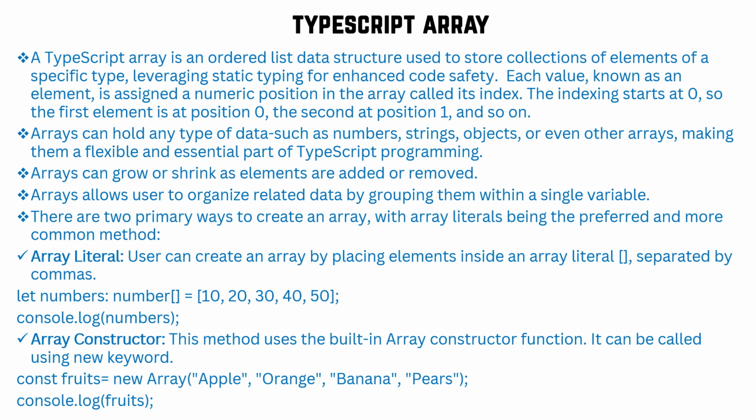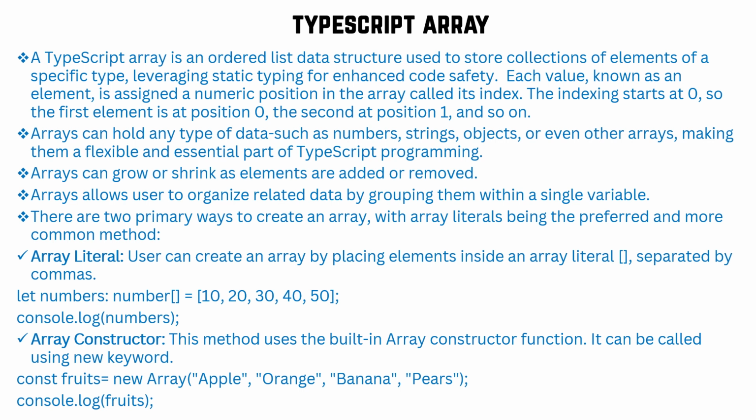So a TypeScript array is an ordered list data structure primarily used to store a collection of elements of a specified type. It can be any data type, which helps to leverage static typing for enhanced code safety. Each value, known as an element, is assigned a numeric position in the array called an index. Index will start from 0 and go to size minus 1. Arrays can hold any data type such as number, string, object, or even other arrays, making them a flexible and essential part of TypeScript programming.